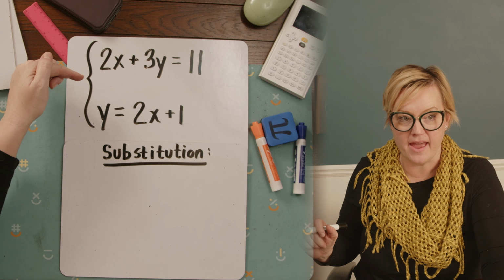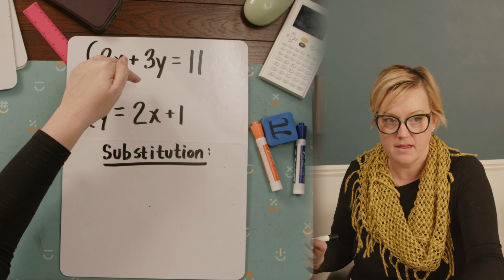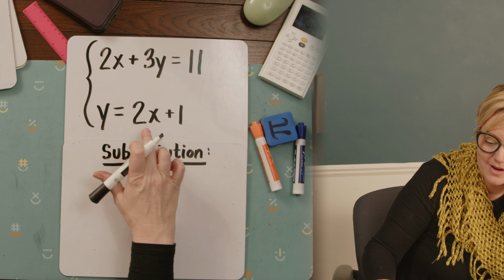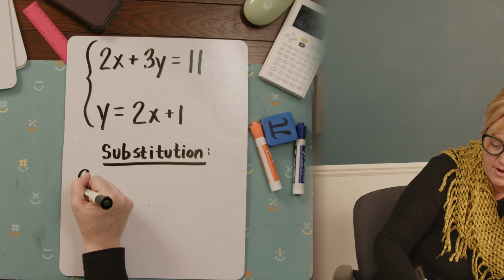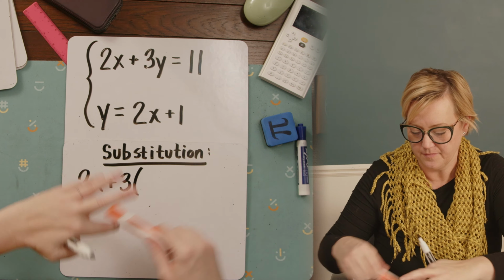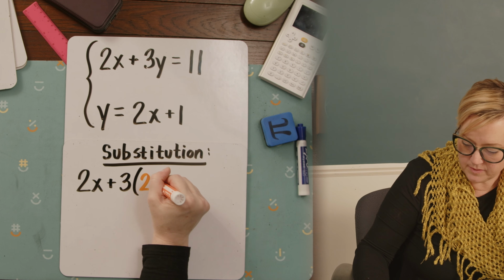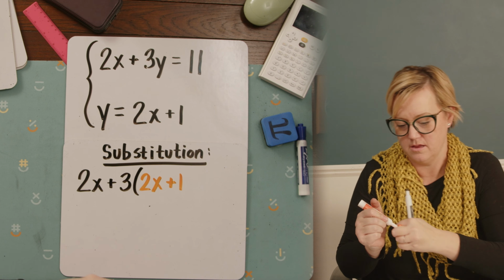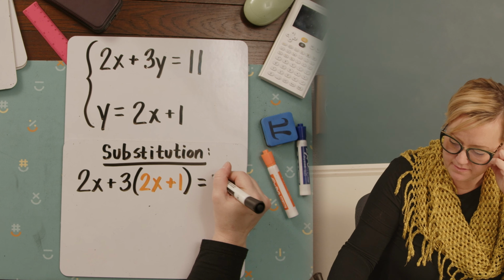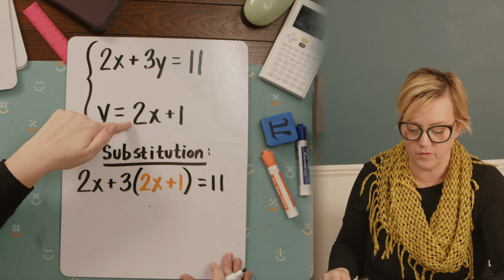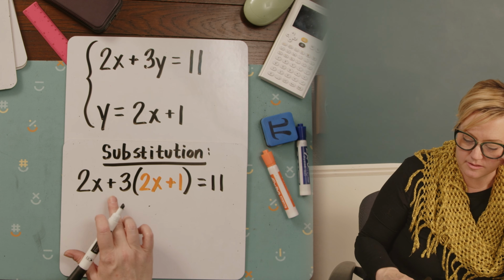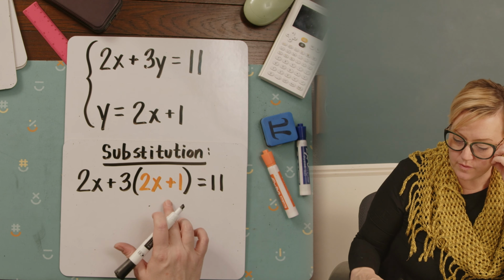So I've got 2x plus 3y equals 11, right? Okay. So I know that y is also going to equal 2x plus 1. So I can substitute in. So I've got 2x plus 3 times (2x plus 1) equals 11. Okay, so all I did was I took this one that was already solved for y and substituted it in, because now I can solve for x, right? So I'm going to do 2x plus 3 times (2x plus 1) equals 11.